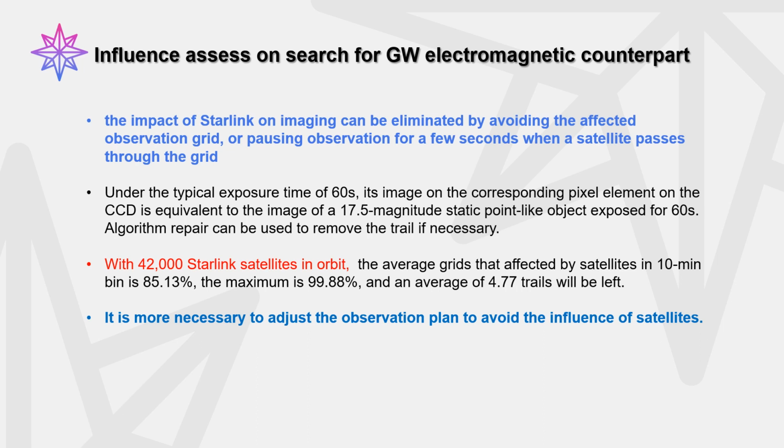But when 42,000 Starlink satellites are in orbit, the average share of grids affected by satellites in a 10-minute bin is over 85%, the maximum is over 99%, and an average of 4.77 trails will be left. It is more necessary to adjust the observation plan to avoid the influence of satellites.